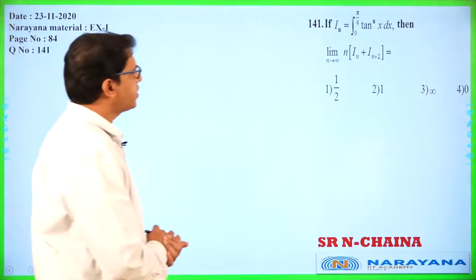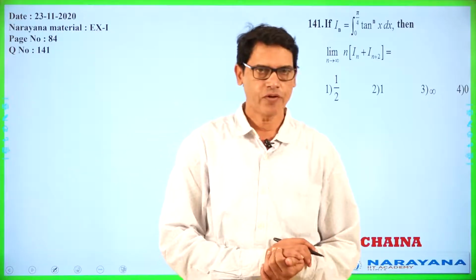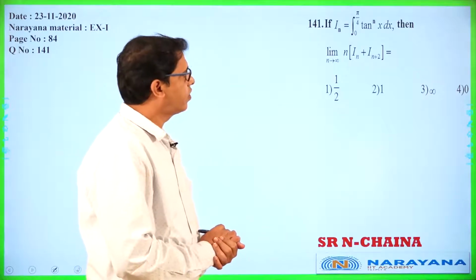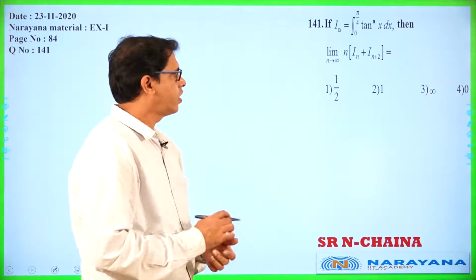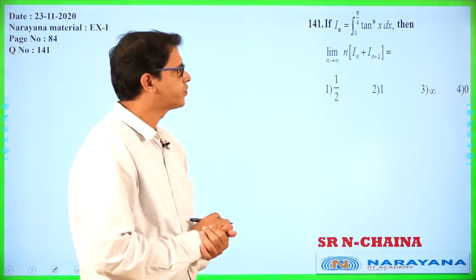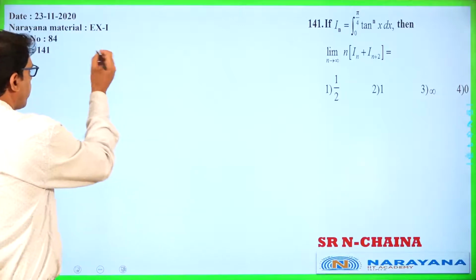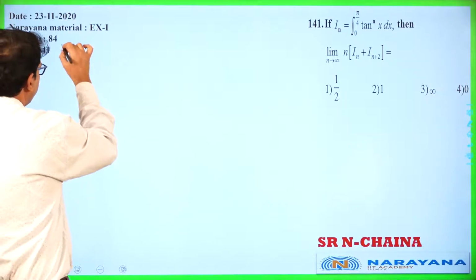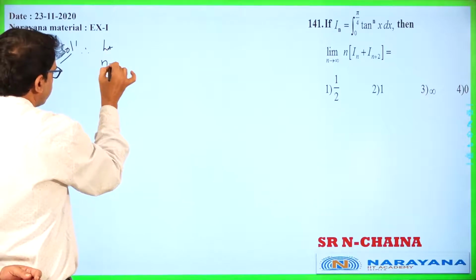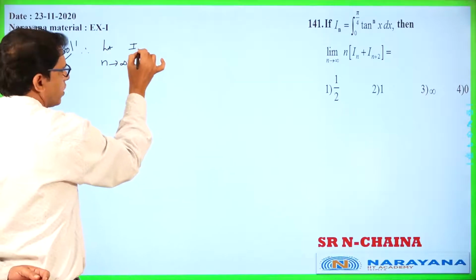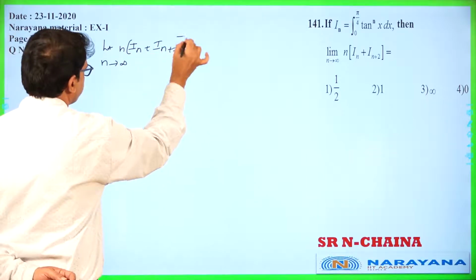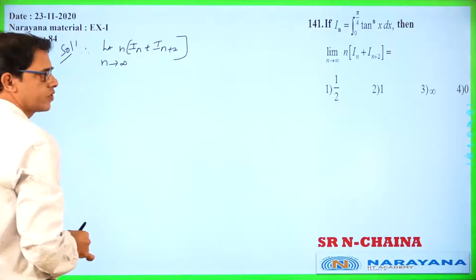Here I_n is given as the integral from 0 to pi by 4 of tan x raised to n dx. Then find the value of the limit as n tends to infinity of n times (I_n plus I_{n+2}). Okay. Here, what is the required value? The limit as n tends to infinity of n into (I_n plus I_{n+2}). Okay. This is the required value.